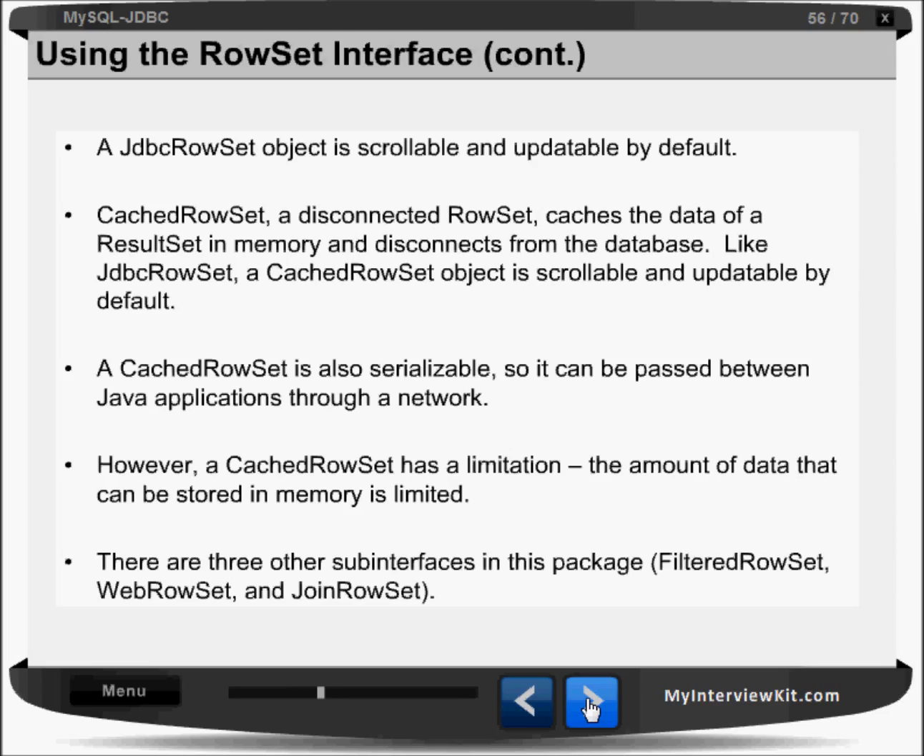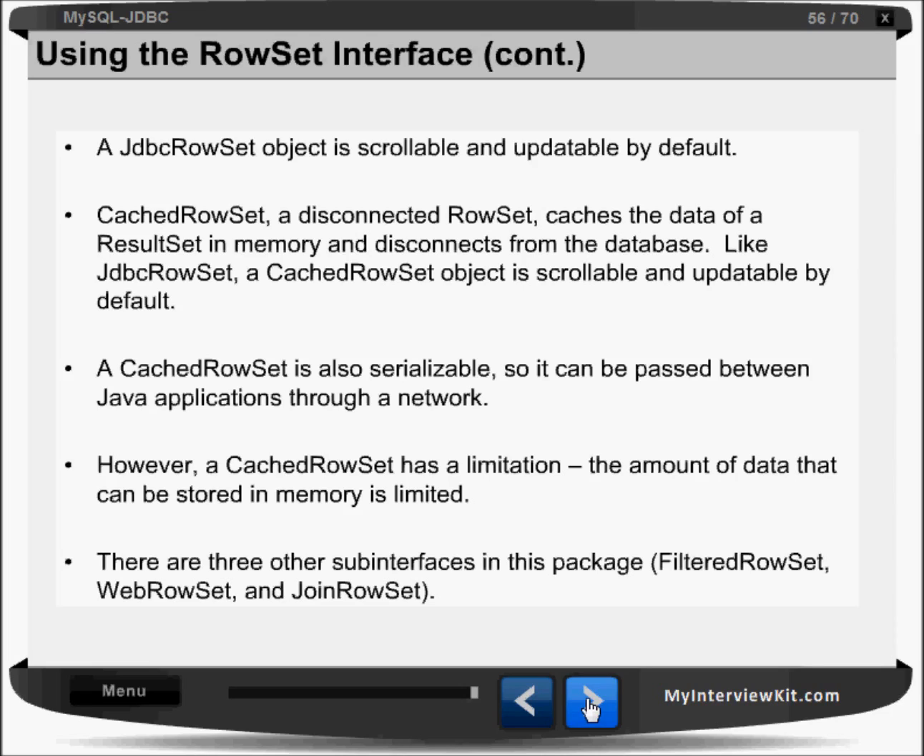So Cached RowSet, a disconnected RowSet, caches the data of the ResultSet in memory and disconnects from the database. Once reconnecting, it updates the data. Cached RowSet is also serializable, so it can be passed between Java applications through a network. However, a Cached RowSet has a limitation. The amount of data that can be stored in memory is limited.